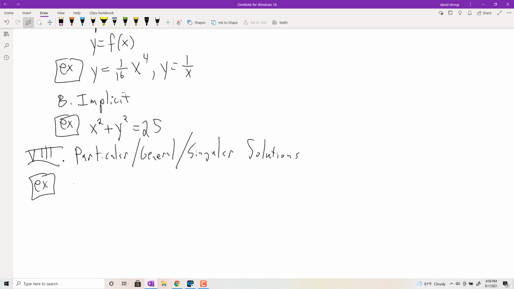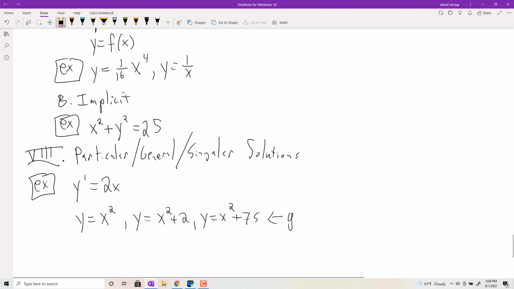Example, again, I'll just use y prime equals 2x. So I got a mistake in my notes. The antiderivative of y prime, or if you did the integral, you would get y equals x squared is one solution. But other solutions, y equals x squared plus 2, just y equals x squared plus anything, right? These are all general or particular solutions.